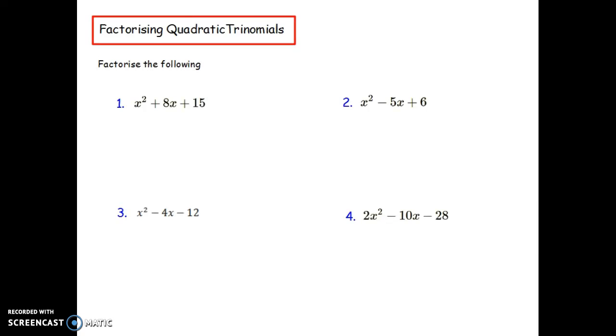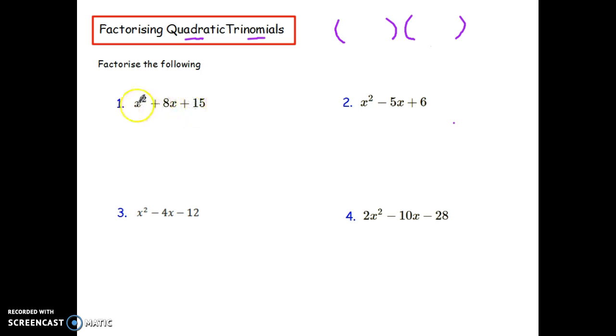In this video we're going to be factorising quadratic trinomials. A quadratic is an expression that has a squared term as its highest power, and a trinomial has 1, 2, 3 terms in it. So let's have a look and see. When we're factorising, our end goal is to have all of our terms in brackets like that.